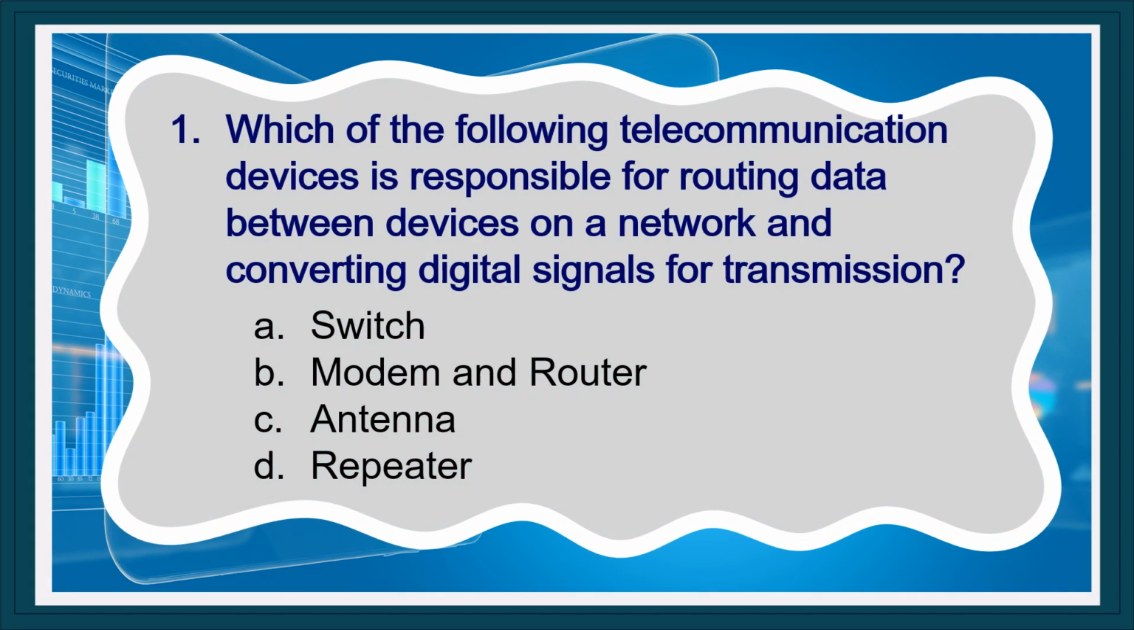Number 1. Which of the following telecommunication devices is responsible for routing data between devices on a network and converting digital signals for transmission? A. Switch, B. Modem and router, C. Antenna, D. Repeater.